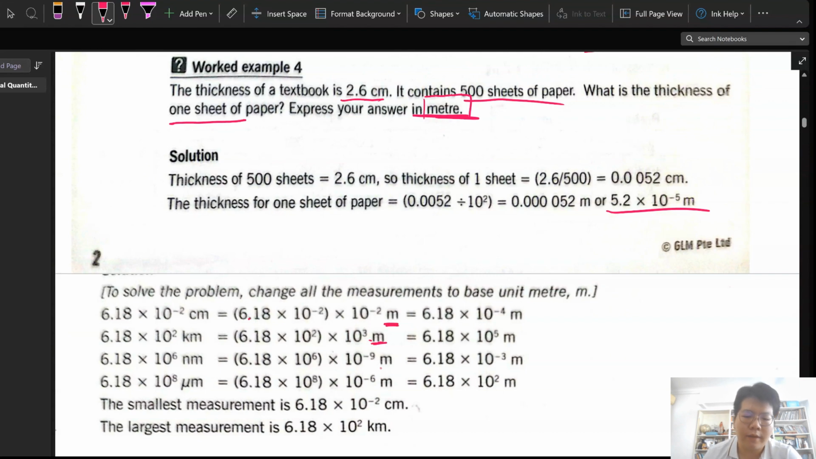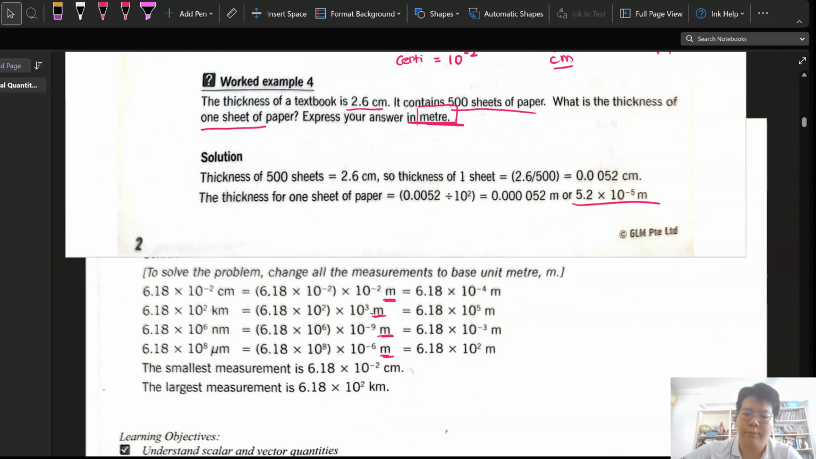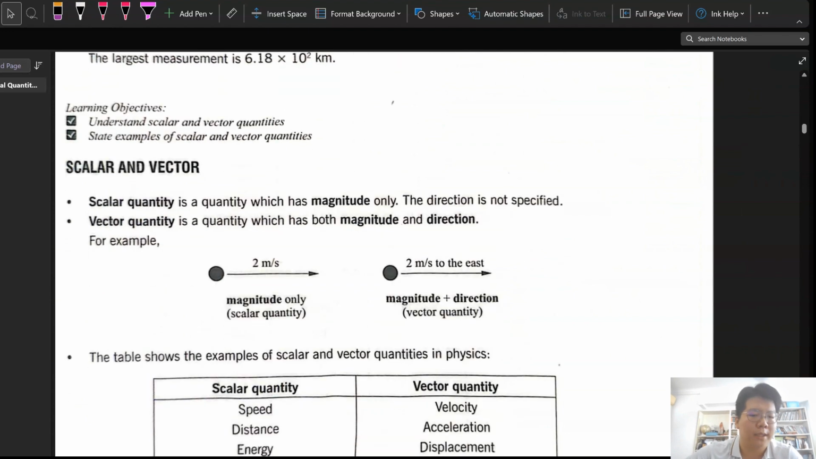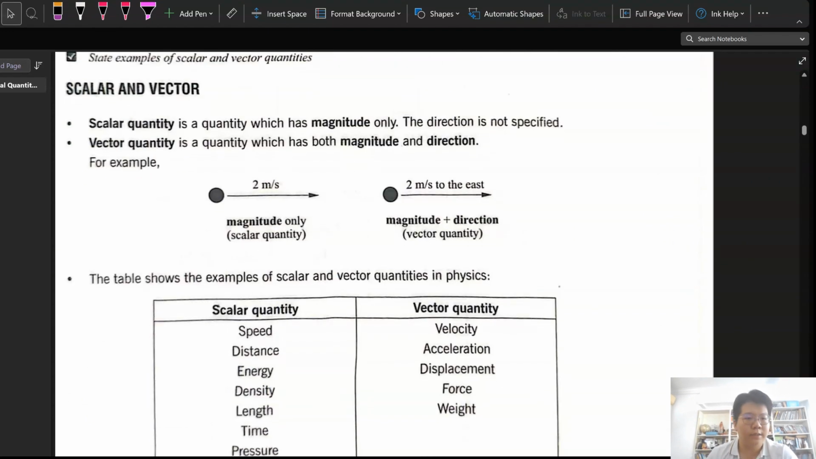So when you convert all of them into a base unit, then you are able to actually compare which one is the largest and which one is the smallest. Okay, so now let's continue moving on. So now we are actually going to move into the more important part of this topic.